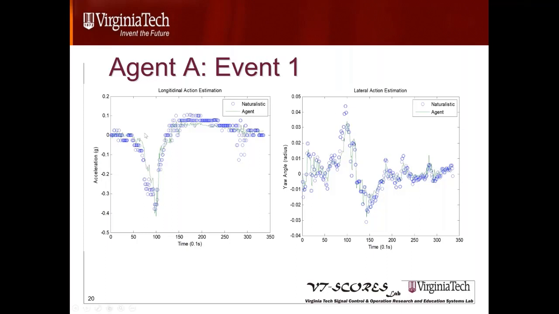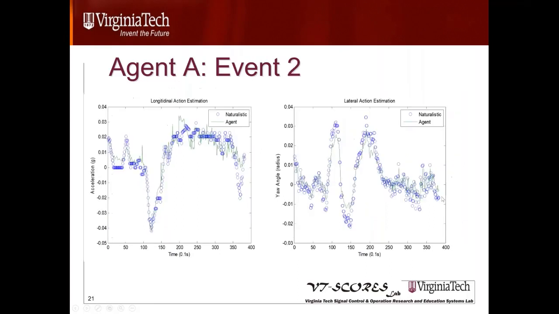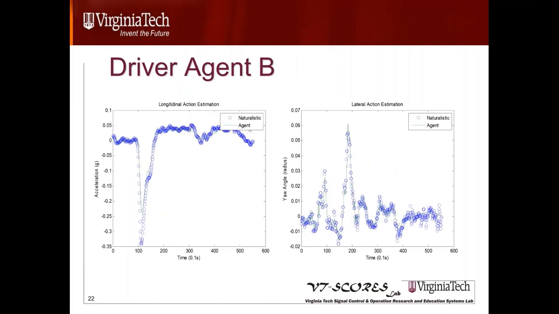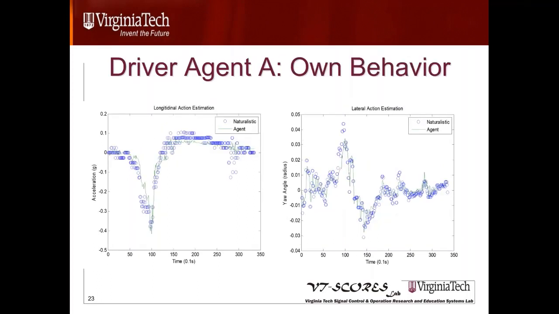And then the green line is showing you the agent model behavior. So we were coming really close, actually mimicking that behavior. The same agent with another event, and you'll see how the agent is mimicking the naturalistic driving very closely. You take another driver, same thing, it's very good.